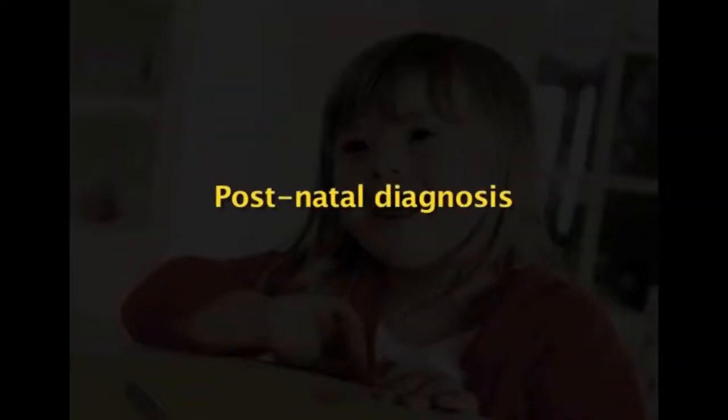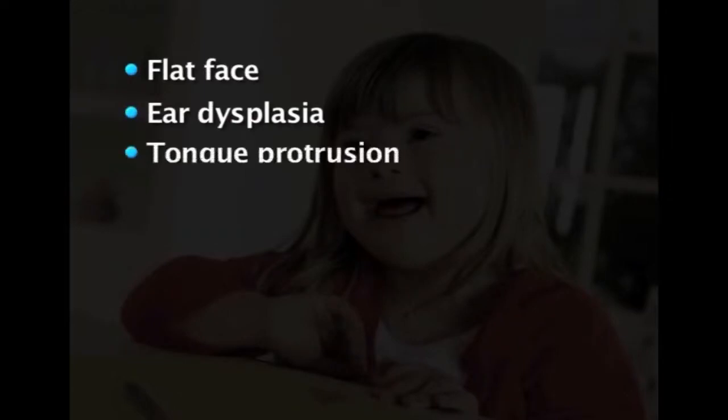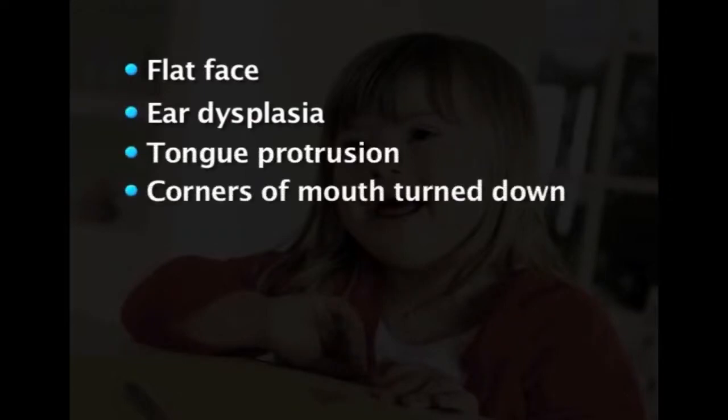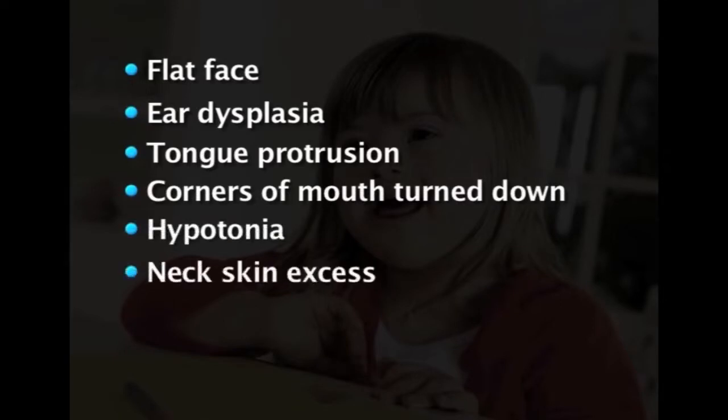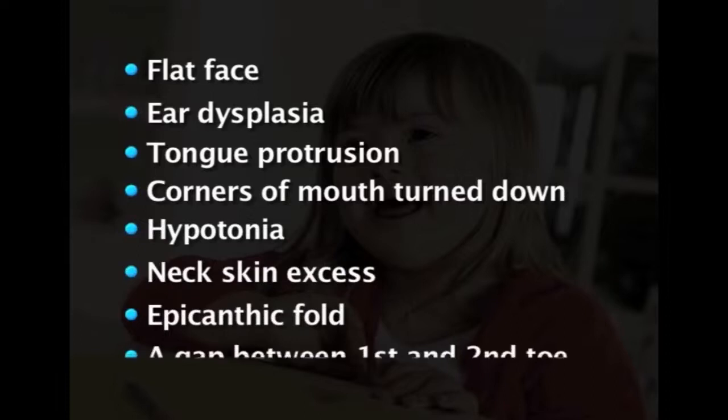Postnatal diagnosis. Clinical examination by a pediatrician can often confirm the diagnosis with diagnostic criteria, which include 8 signs: flat face, ear dysplasia, tongue protrusion, corners of the mouth turned down, hypotonia, neck skin excess, epicanthic fold, and a gap between the first and second toe. With 6 to 8 characteristics, the newborn can confidently be said to have Down syndrome.